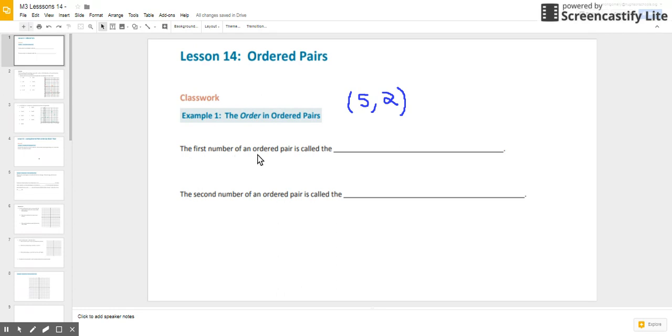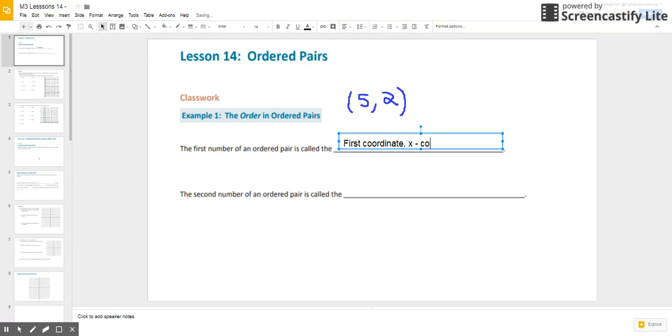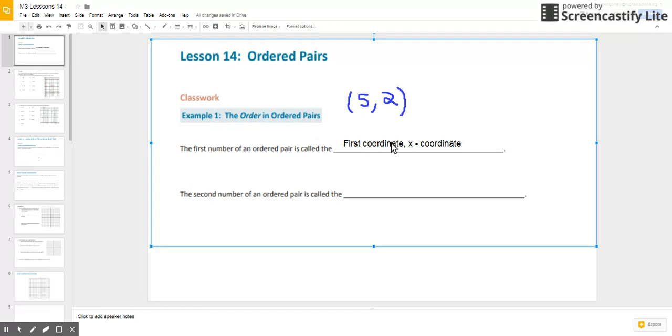The first number in the ordered pair is called, and so the 5 in this case is called, well, these are called coordinates, excuse me, not quadrants, coordinates. So that would simply be the first coordinate. It's also, I like to put this in here as well, called the x coordinate. So let's put both of these on there. You're going to see them referred to in both ways, the first coordinate or the x coordinate, because that first one is the x value.